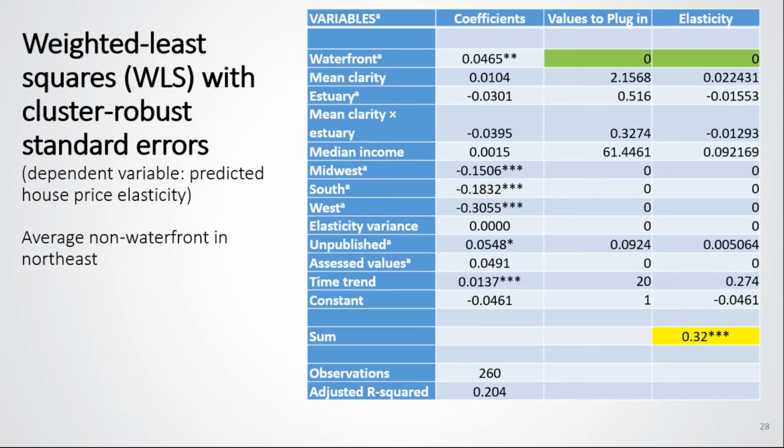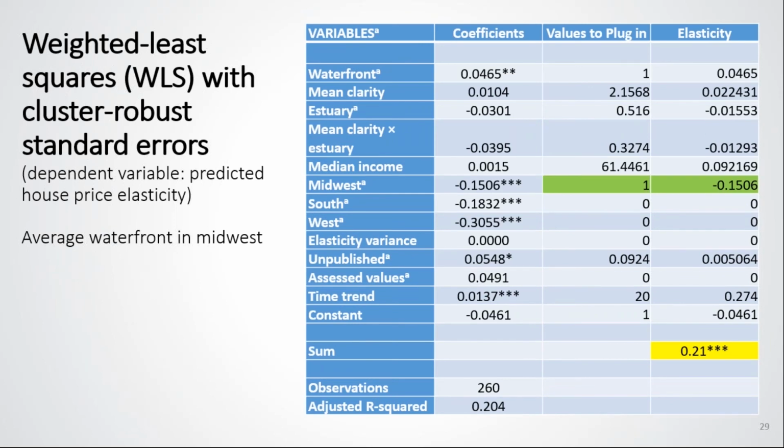As opposed to waterfront homes, let's take a look at the difference for non-waterfront homes. The only change in the values we plug in is turning the waterfront dummy variable to 0. So in this case, a 1% change in water clarity for Northeast non-waterfront homes leads to a 0.32% change in home values, which is slightly less than the previous slide, waterfront homes. Next slide.